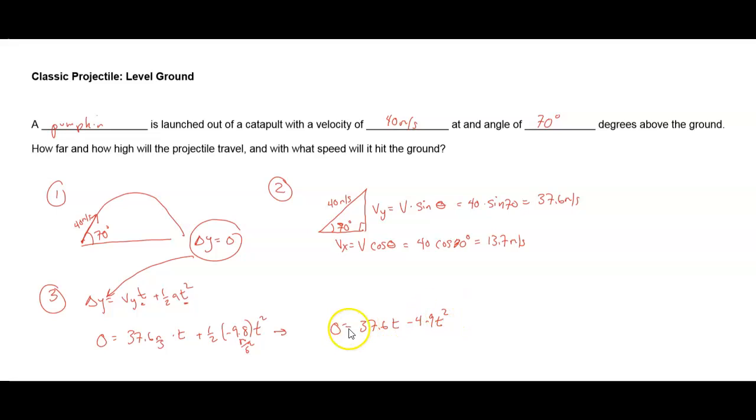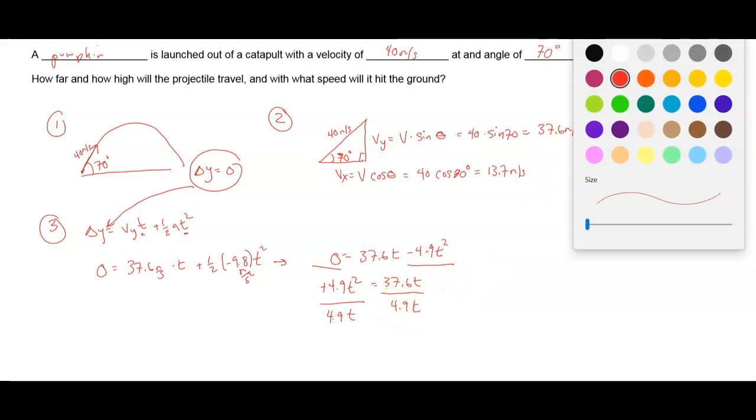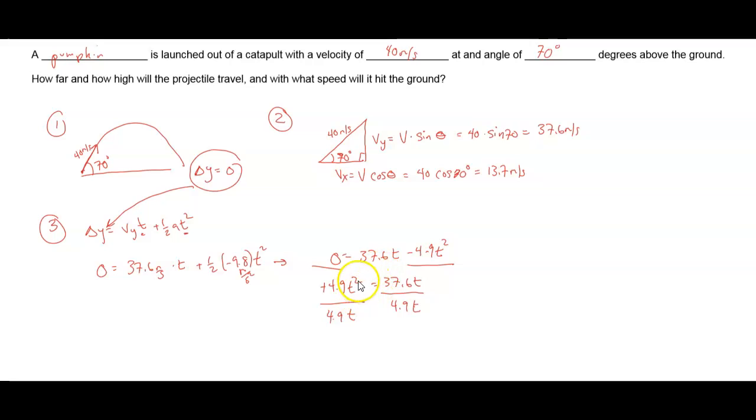So we have a t squared, t, and 0. I'm going to add this term to the other side here. So we're going to end up getting a positive 4.9 t squared is equal to 37.6 t. And if we divide both sides by that 4.9 t, then we can simplify this a little bit. T squared divided by t, the squared cancels out.